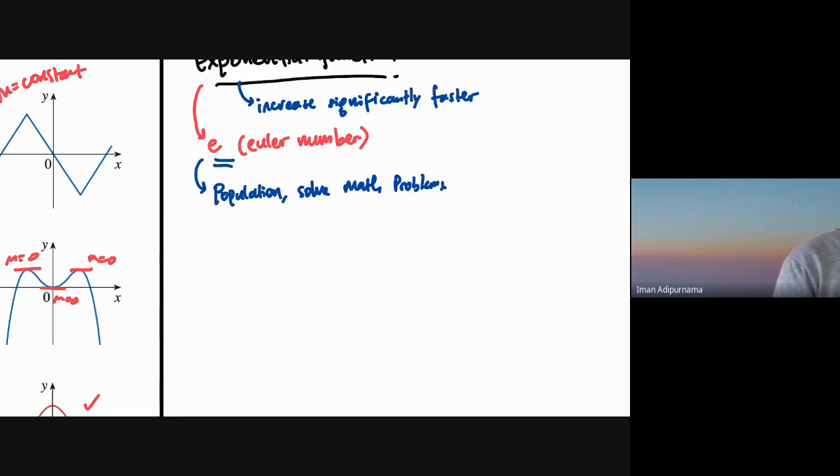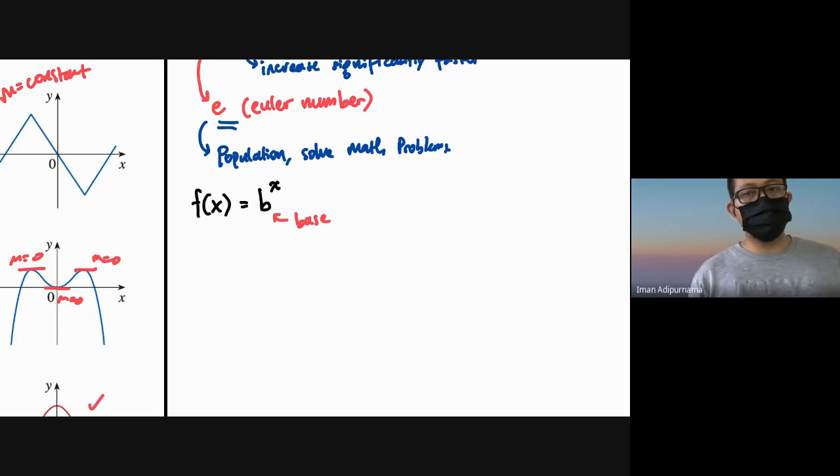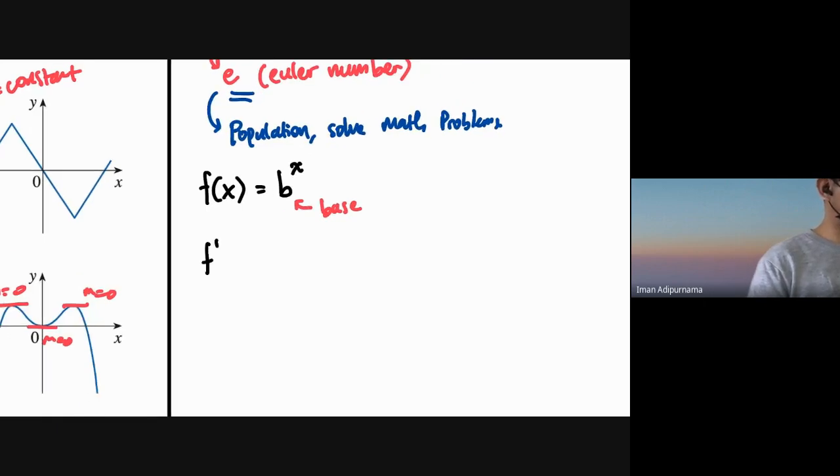Okay, before we go to E, let's start with functions of any base. B is for base. In exponential, you have a base here. We call this the base, and the same term is used in logarithm, which we will go to later. So let's say we have a function of b with the power of x. Let's try to compute the derivative of this function using our definition of derivative.